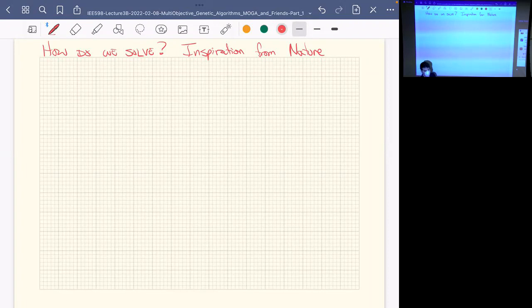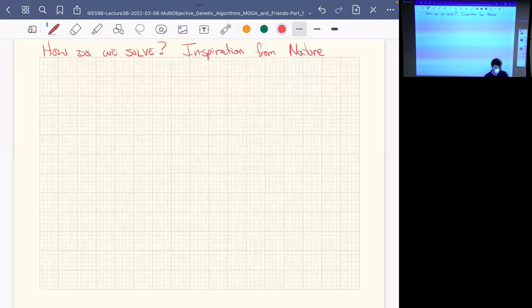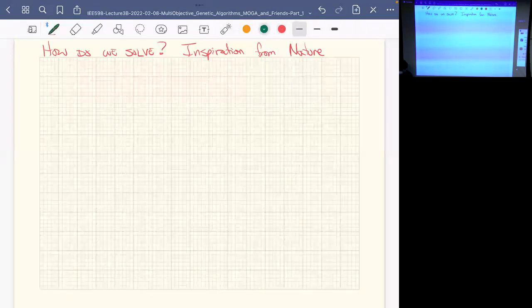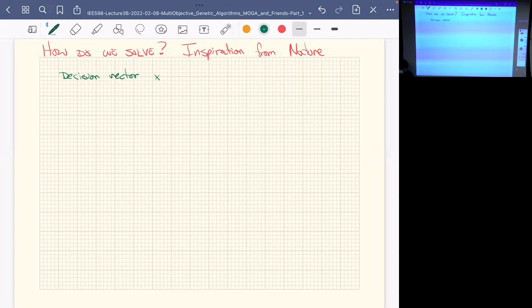And so nature is all about trade-offs, and I've kind of hinted at this already. So we would expect natural selection to eliminate Pareto inefficient strategies. So the basic idea here, let's review, we've got our decision vector X that we are calling a chromosome. And so particular values of the X vector, that's the strategy or the genotype.